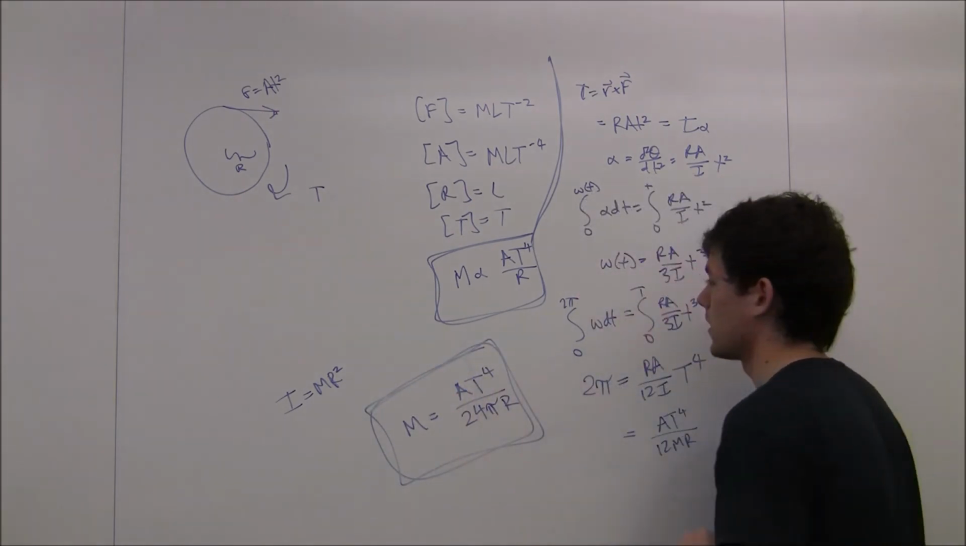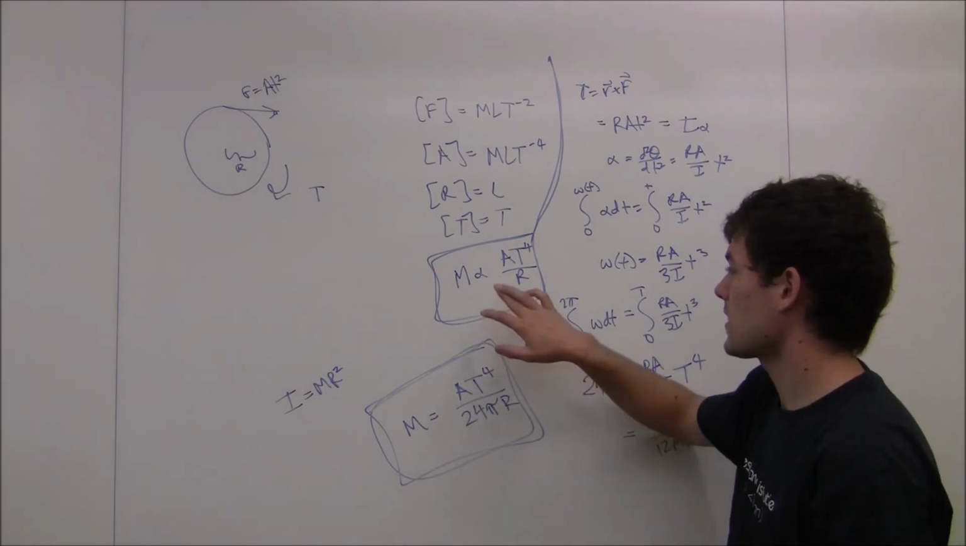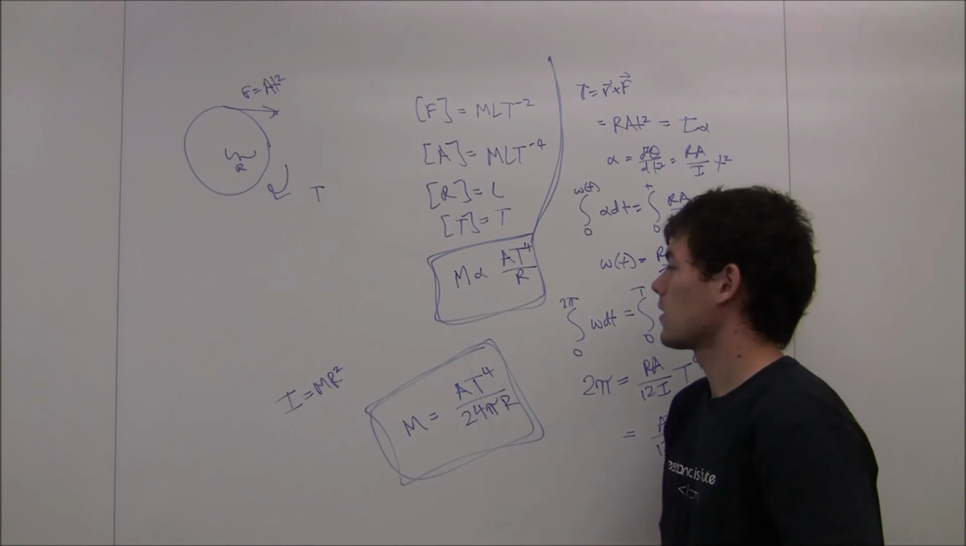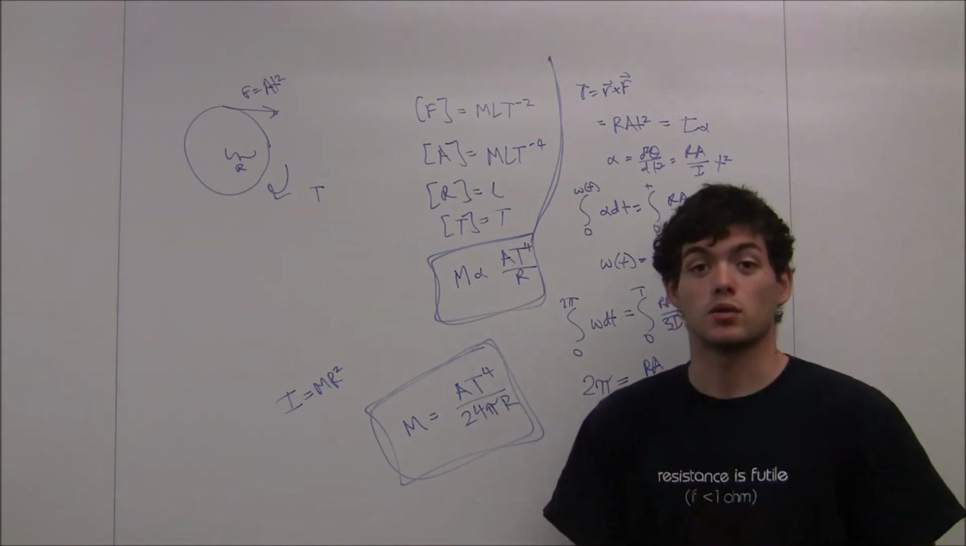And so the constant coefficient for mass is going to be 1 over 24 pi, multiplied by this formula that we derived based solely on the dimensions.